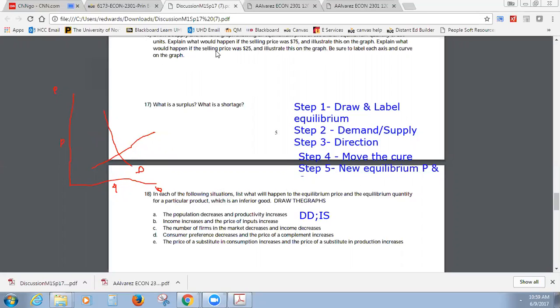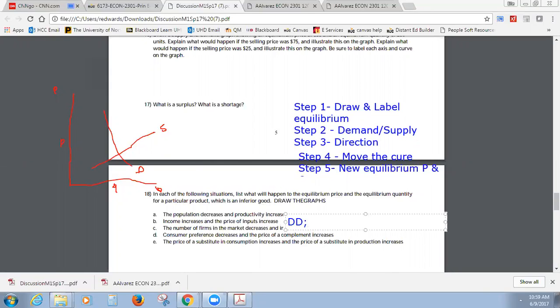All right, next one. On B, we find out income increases and the price of the input increases. So if my income goes up and it is an inferior good, I have to know, then that means my demand is going to decrease because I'm going to substitute into more expensive things. For example, when my income goes up, I buy less ramen noodles. I'm going to start buying more hamburgers, all right?